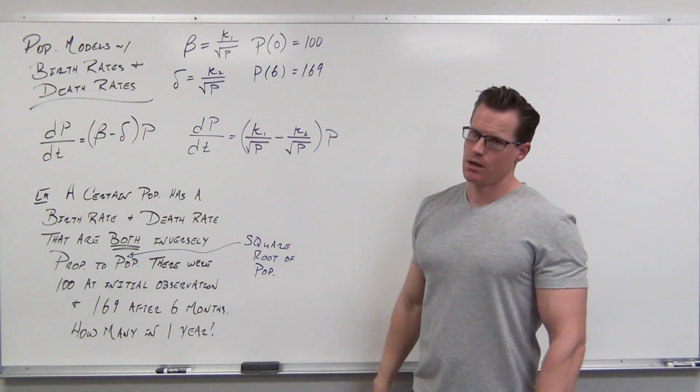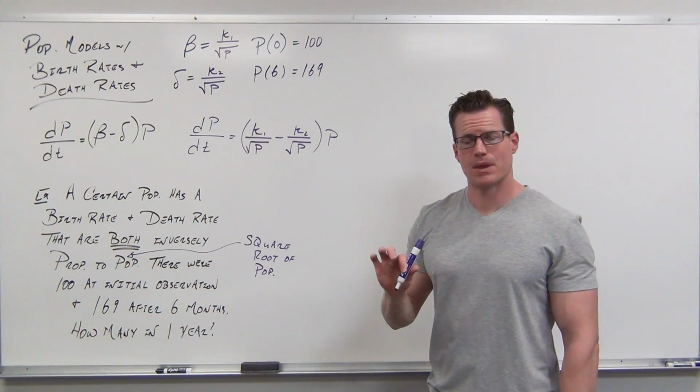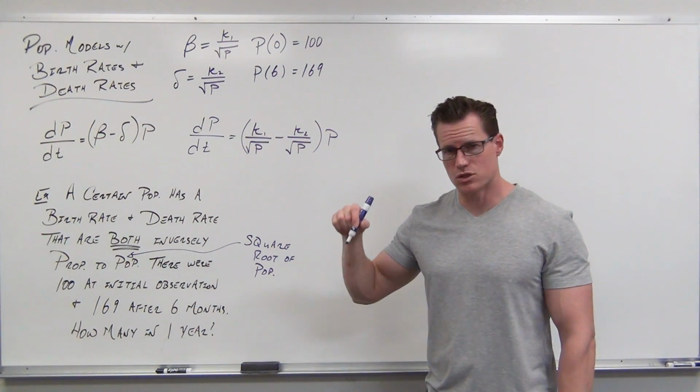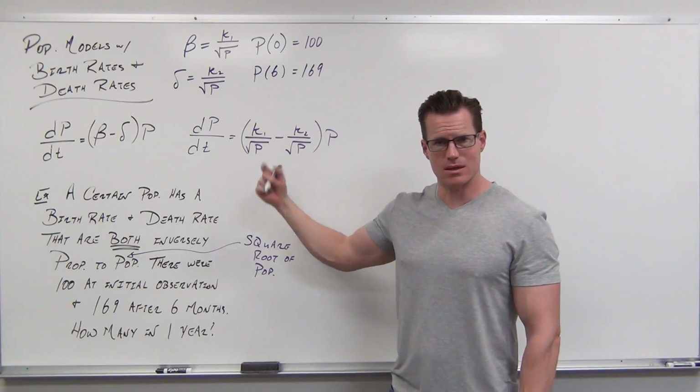So what in the world can we do? Well, because both our birth rates and death rates are based on being inversely proportional to the square root of that population, it's given us a common denominator. We can combine this.